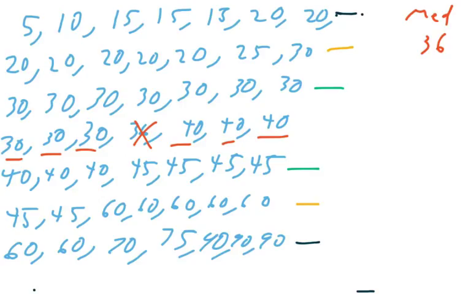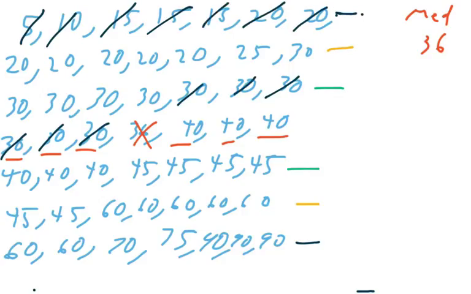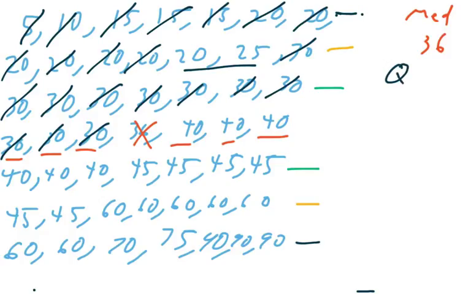Now what happens is I'm going to take the bottom half and start crossing things out. So the 5 and the 30, the 10 and the 30, the 15 and the 30, 15 and 30, 20 and 30, 20 and 30, 20 and 30, 20 and 30. And so right here I'm with these two numbers. So my Q1 is equal to 22.5.